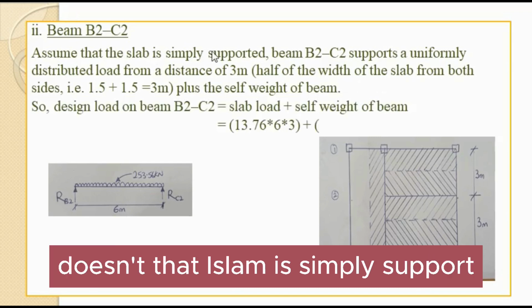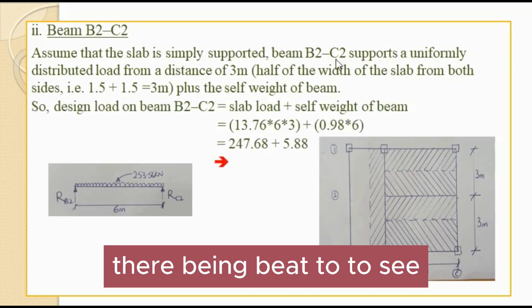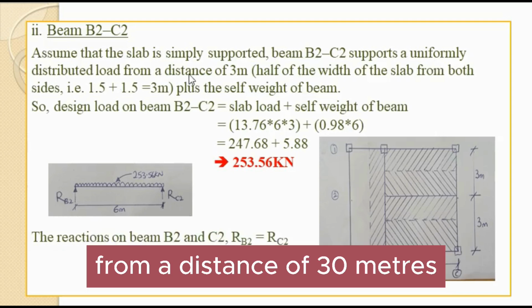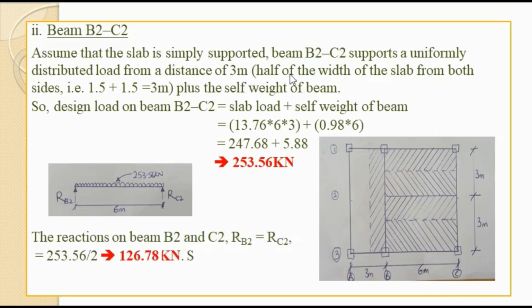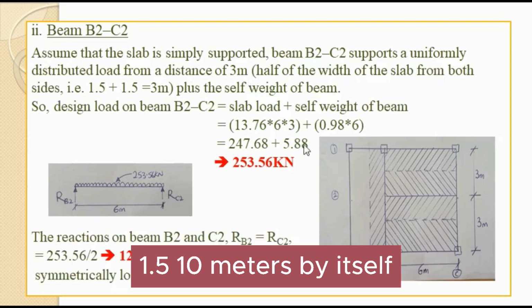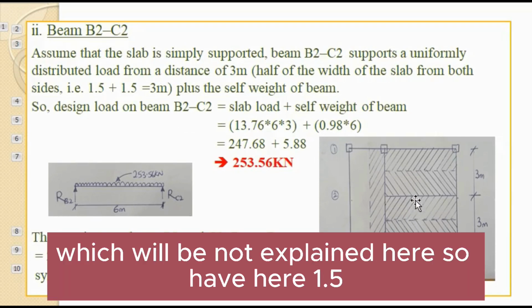So assume that the slab is simply supported. Beam B2 to C2 supports a uniformly distributed load from a distance of 3 meters, half of the width of the slab from both sides, 1.5, 1.5, 3 meters, plus the self weight of the beam, what I explained here.